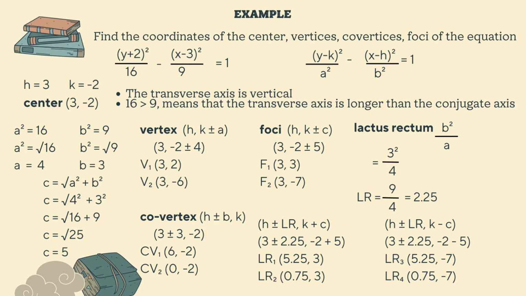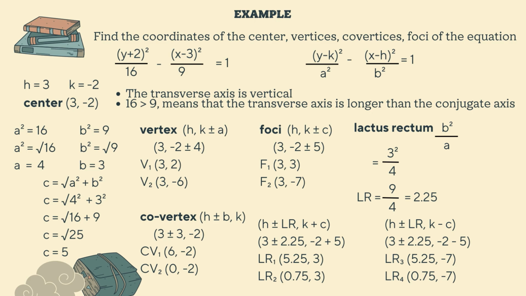So copy h. Negative 2 plus 4, we have 2, and negative 2 minus 4, we have negative 6. So vertex 1 is (3, 2). Vertex 2 is (3, negative 6). And for co-vertex, we will use h plus minus b, k, where our value for h is 3. For b, we also have 3, and for k, we have negative 2. So 3 plus 3 is 6, 3 minus 3 is 0, and copy negative 2. So our value for co-vertex 1 is (6, negative 2), and our value for co-vertex 2 is (0, negative 2).